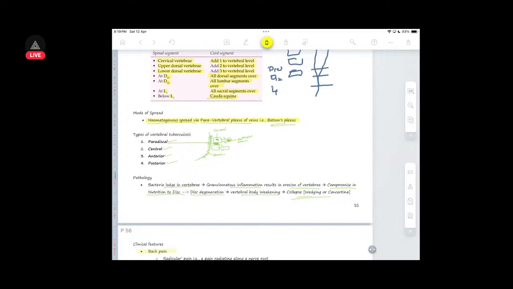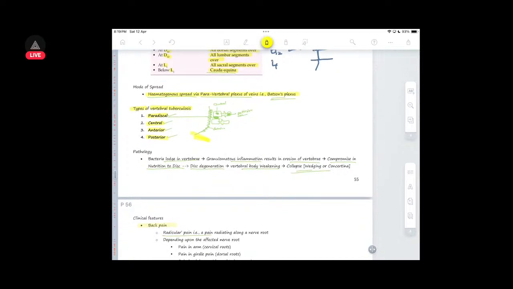Next mode of spread: hematogenous spread via paravertebral plexus of vein, which is Batson's plexus of vein. So types of vertebral tuberculosis: you have paradiscal, central, anterior, and posterior. This image is kind of good. Paradiscal, central, anterior, posterior.